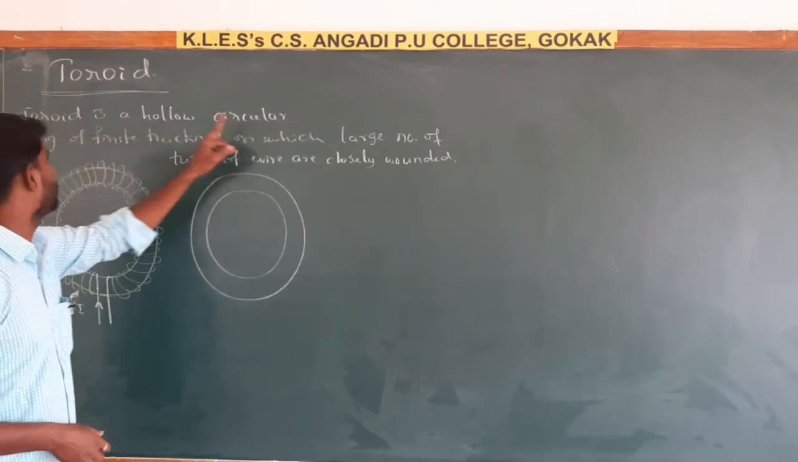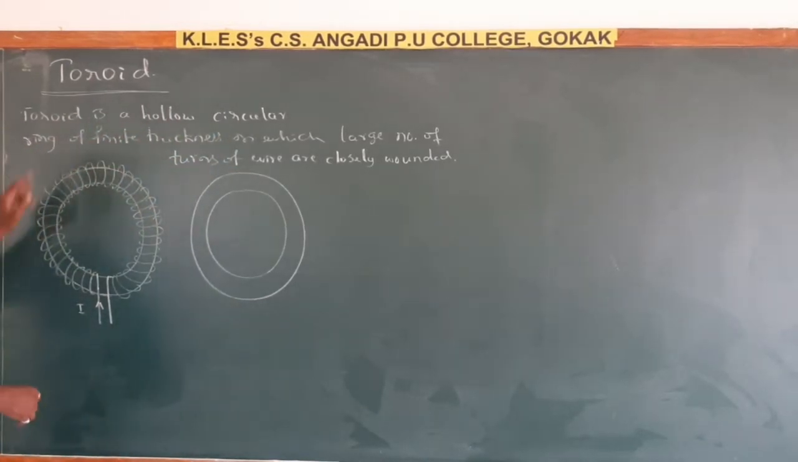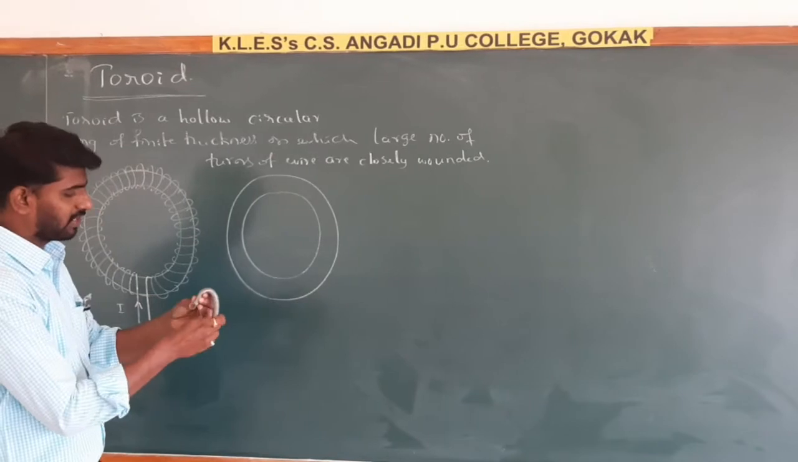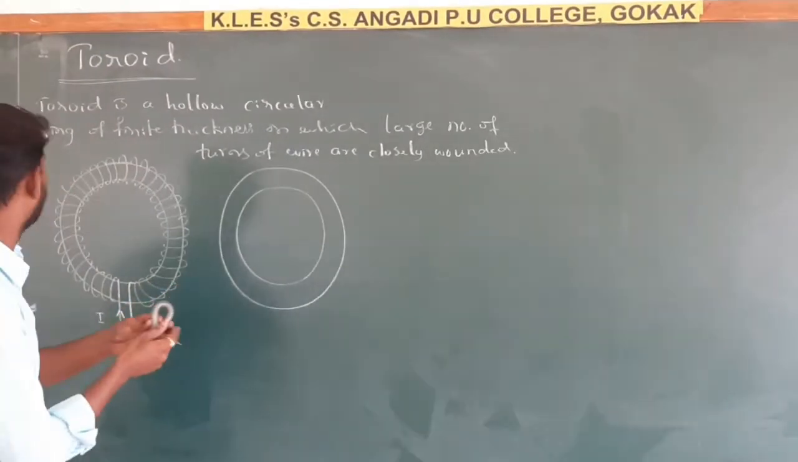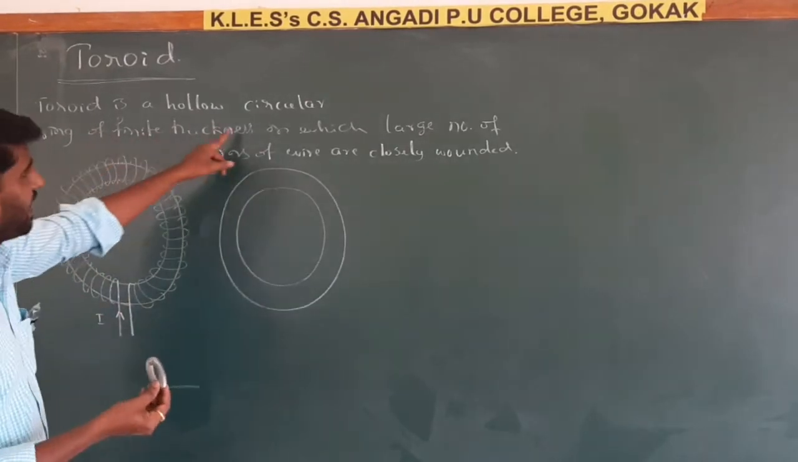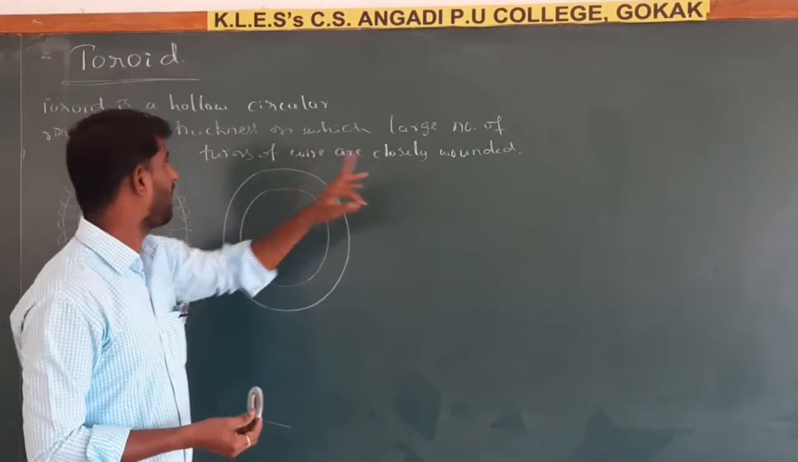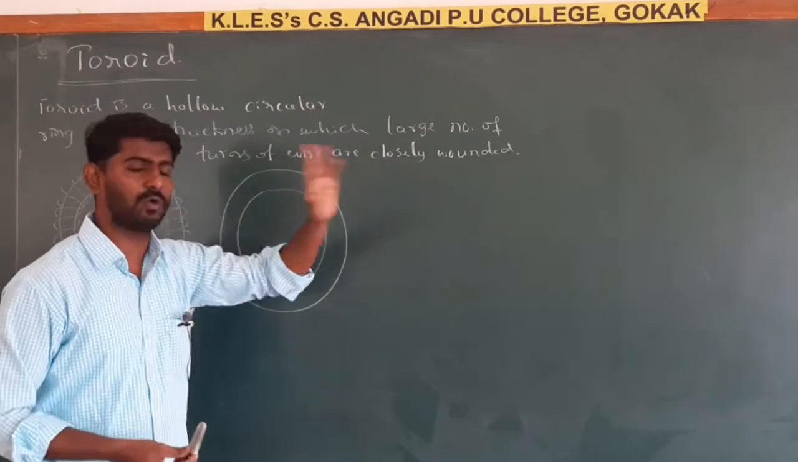In another way, a toroid is a hollow circular ring. So it is a ring and it is hollow, meaning there is nothing inside. It is a hollow circular ring of finite thickness on which a large number of turns of wire are closely wound.